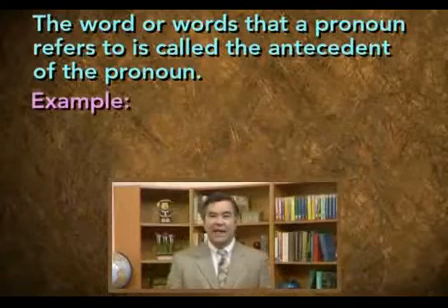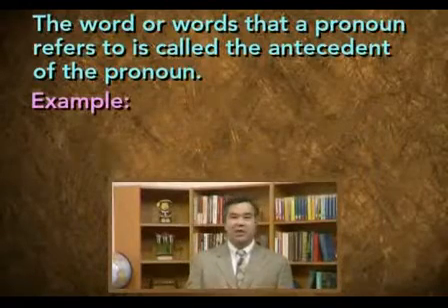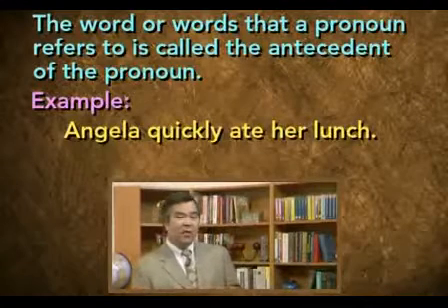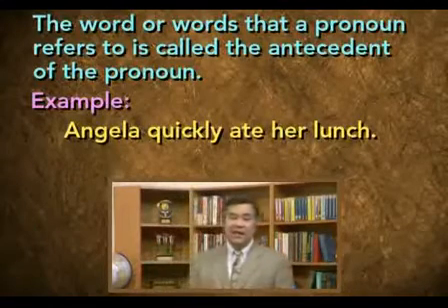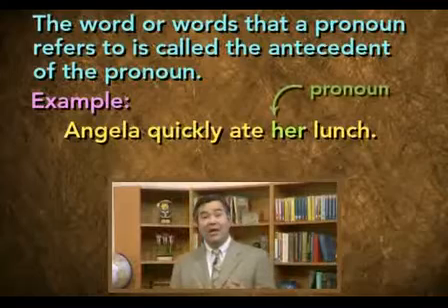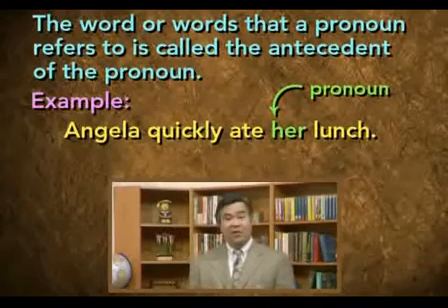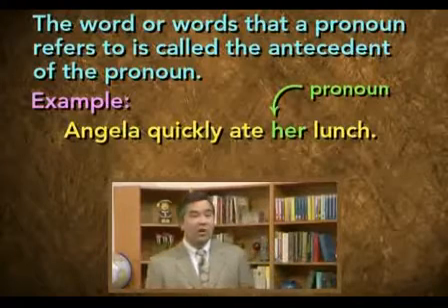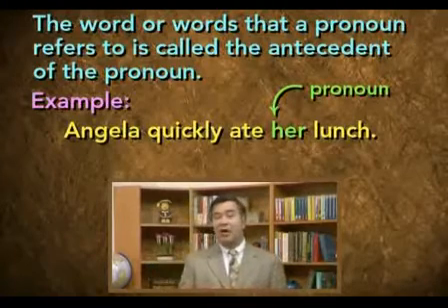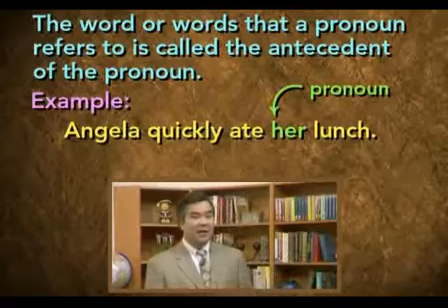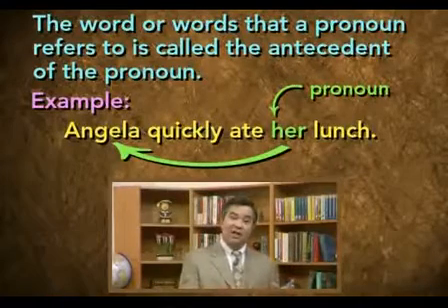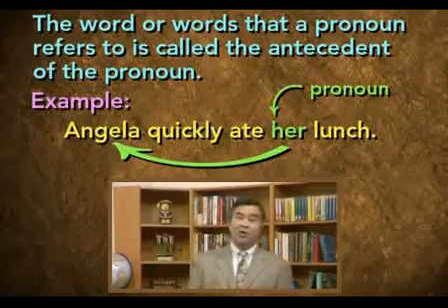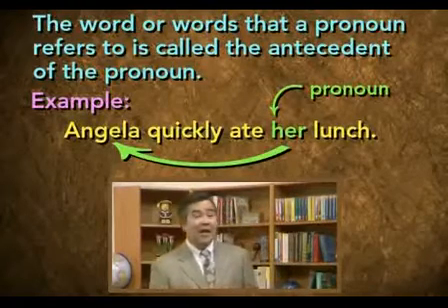Here are a couple of examples of how an antecedent works. Angela quickly ate her lunch. What pronoun do you notice in this sentence? The pronoun is her. Now, what noun does the pronoun her refer to? Or what noun does the pronoun her take the place of? It refers back to Angela. It takes the place of Angela because in writing this sentence, the author could have repeated that noun Angela.